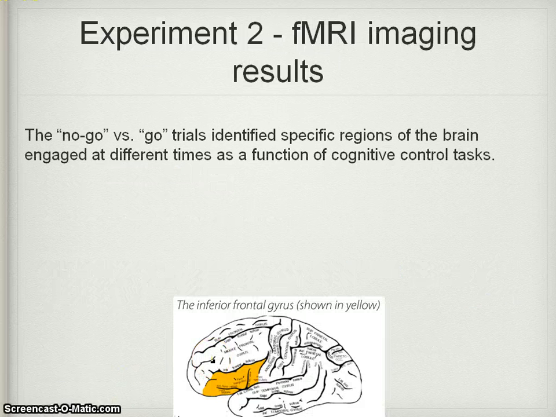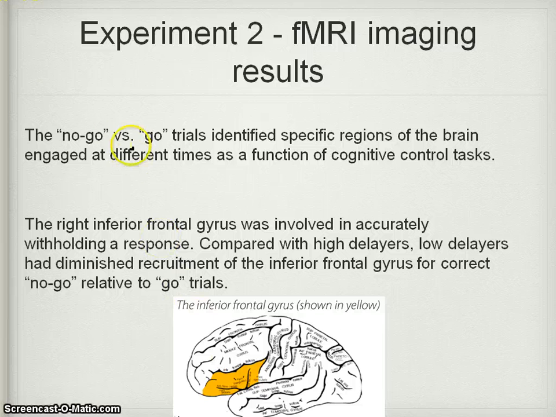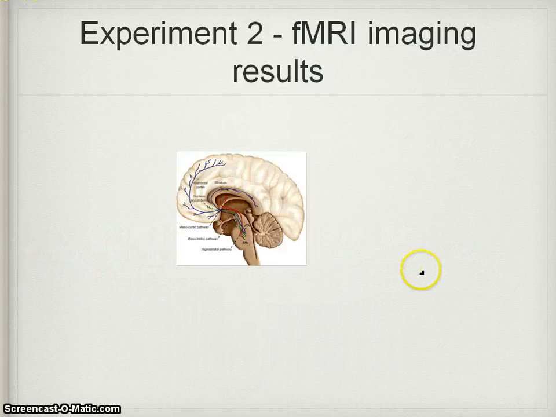Okay, so similar there. For the brain scans, importantly, the no-go and go trials did identify specific regions of the brain engaged at different times. Okay, so the right inferior frontal gyrus was involved with withholding a response. So this bit would become active when you were doing the no-go trials. Okay, the cognitive ability to stop yourself. Compared with the high delayers, the low delayers had a diminished recruitment of the inferior frontal gyrus. In other words, lower activity, diminished recruitment of blood flow. Okay, lower activity on the no-go relative to the go trials.